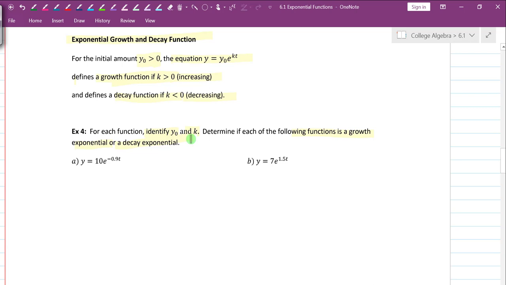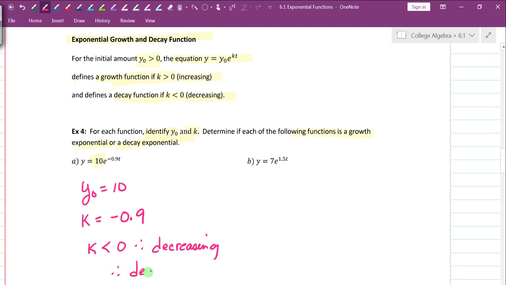Looking at part A, the very first thing I want you to identify is y naught. Y naught is the numerical value in front of the e. So in this case, y naught is equal to 10. The next thing I want you to identify is k. K is equal to the number in front of t. So this is negative 0.9. Notice that k is less than 0, so therefore we have a decreasing function, which is, therefore, decay. Okay? Now, let's look at problem B.